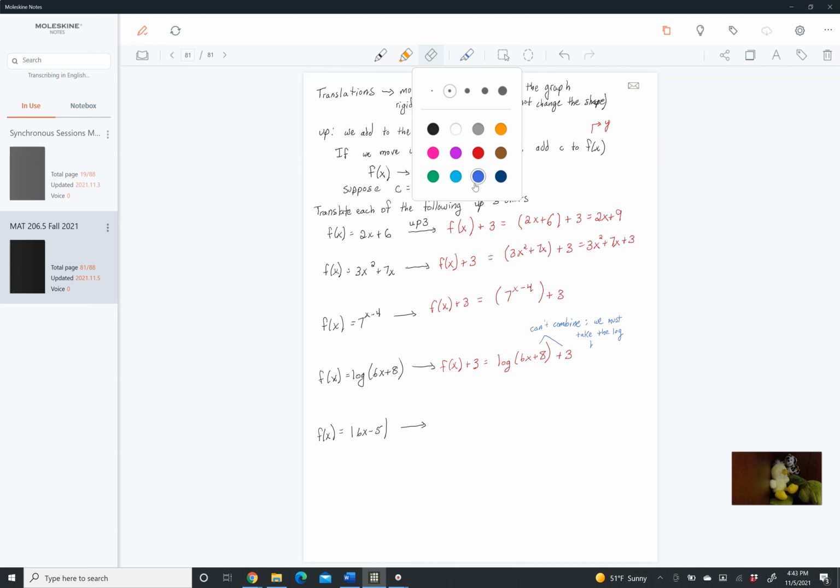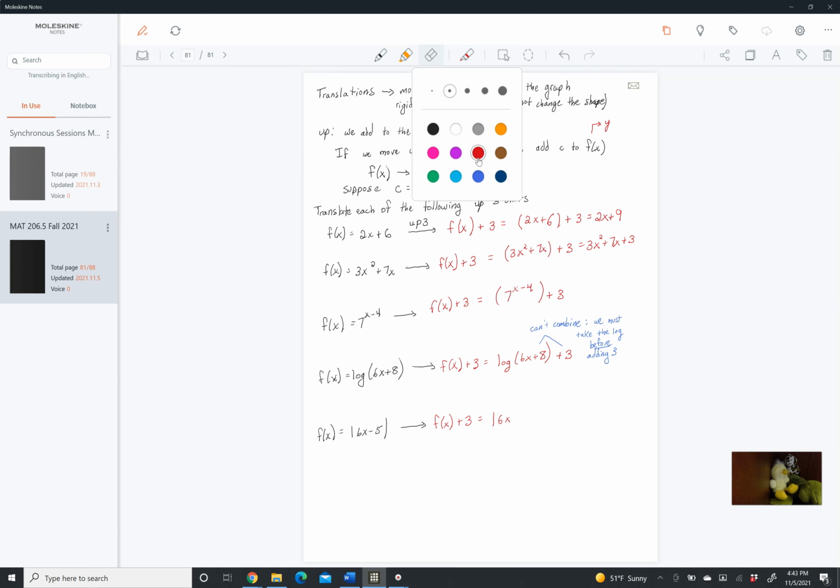This is order of operations. We have to take the log before we add 3. Remember, log in order of operations would be the same as exponents. Okay? So we just leave it as log of 6x plus 8 plus 3. And same thing down here for our absolute value. F of x plus 3. Remember, we don't really need parentheses here because the absolute value sign acts as parentheses.